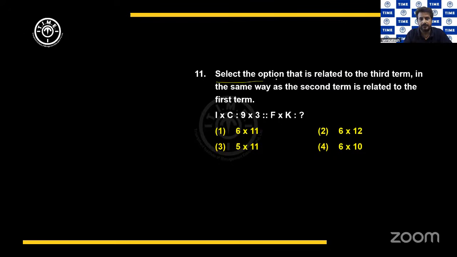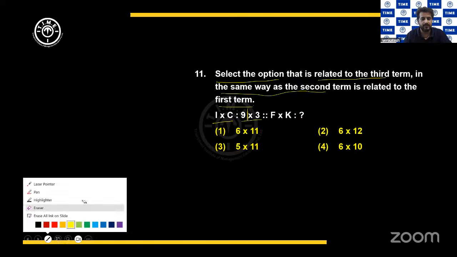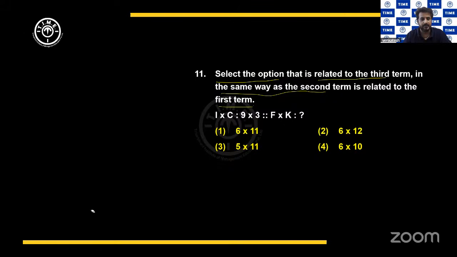Select the option that is related to the third term in the same way as the second term is related to the first term. I cross C is equal to 9 cross 3. What is the logic here? Very simple, right? I is 9 in the English alphabet. C's place value is 3. Just place values are written. So applying the same logic, F place value is 6 cross, K place value is 11. So 6 cross 11, choice 1. So answer to the question is choice 1.